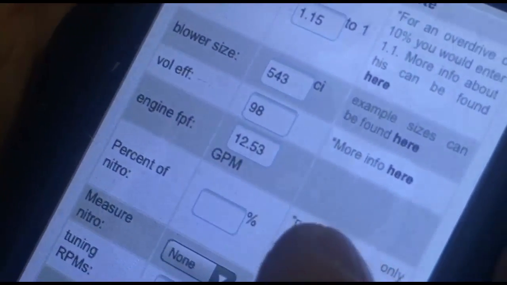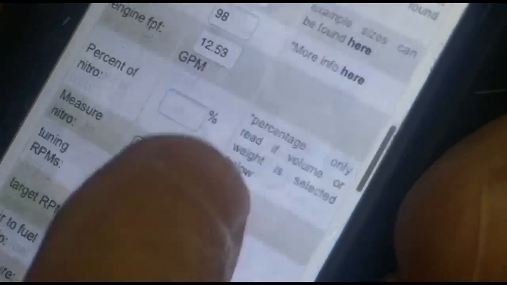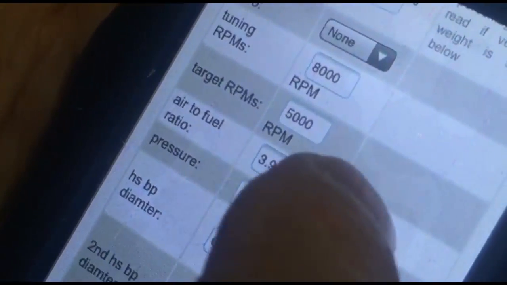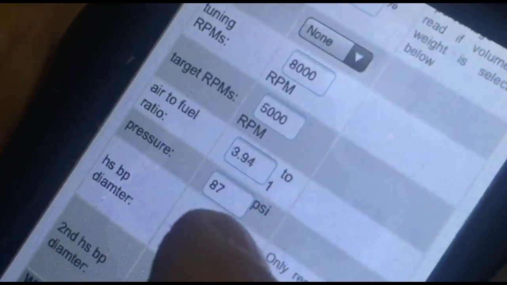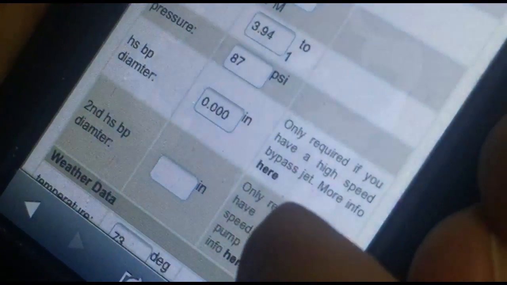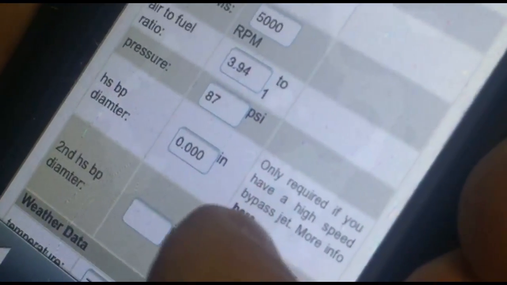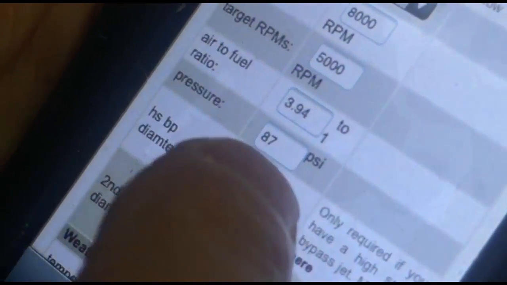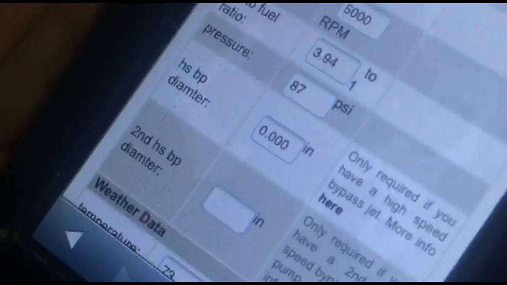Our fuel pump flow is in there and some additional information. Now our air-to-fuel ratio is 3.94. That was just under 4 to 1 for this engine combination, which would be appropriate for a wedge engine. And our pressure from the baseline was 87 psi.